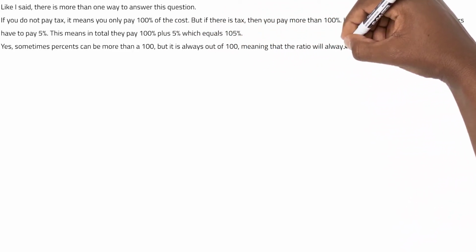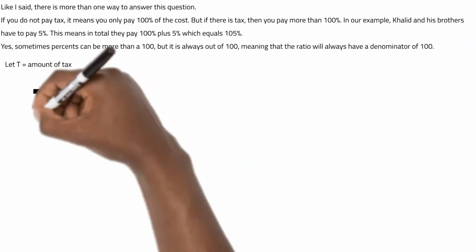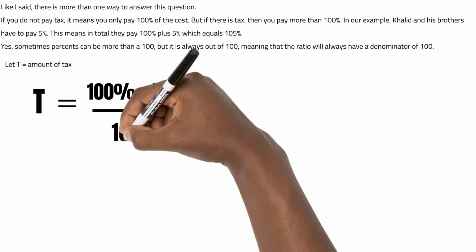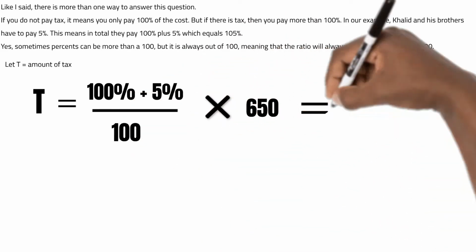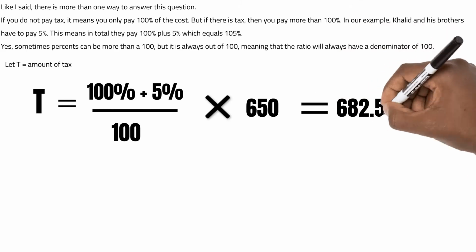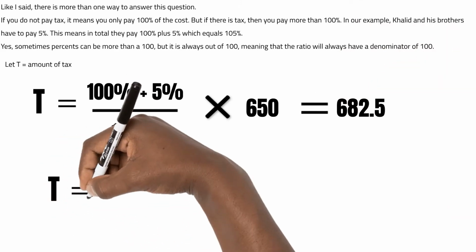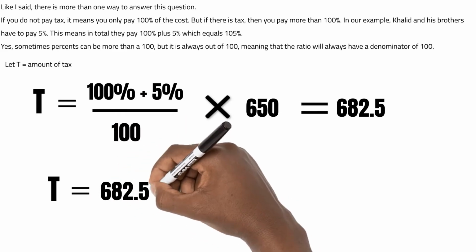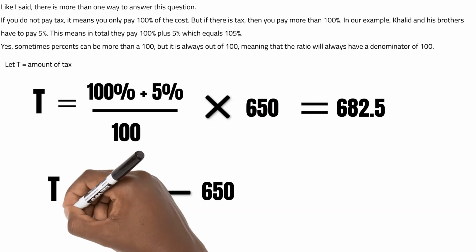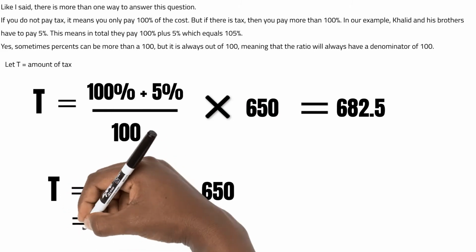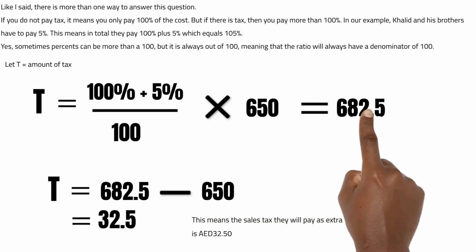So we can write an equation where we let T be the amount of tax. So T equals 100 plus 5 divided by 100. Then multiply this by the cost 650. This gives us 682.5. This is the total cost, and here, we just want to know the amount of tax, so just subtract 650 from 682.5 and this gives us the same answer as before. They will pay a tax amount of 32 United Arab Emirates dirhams and 50 fils.